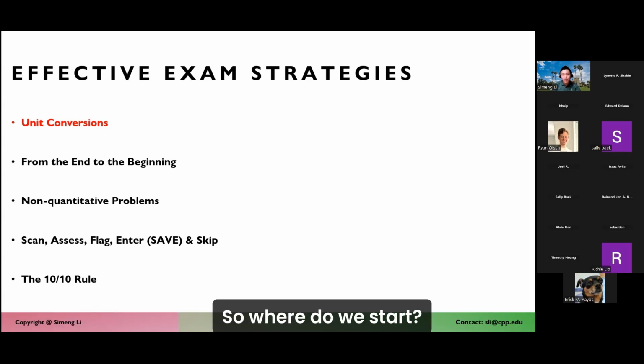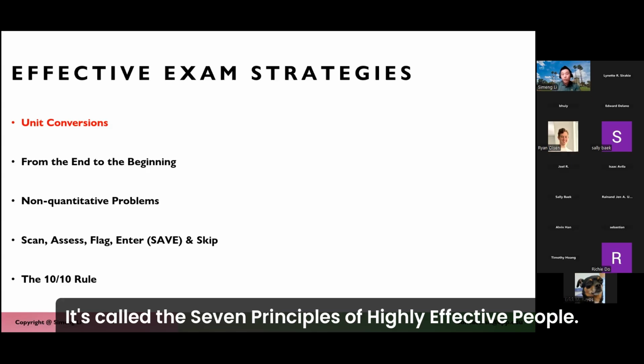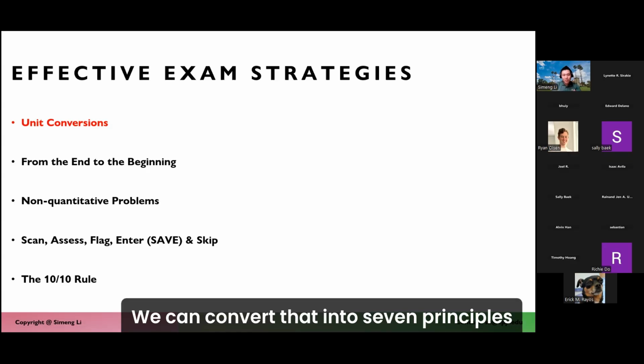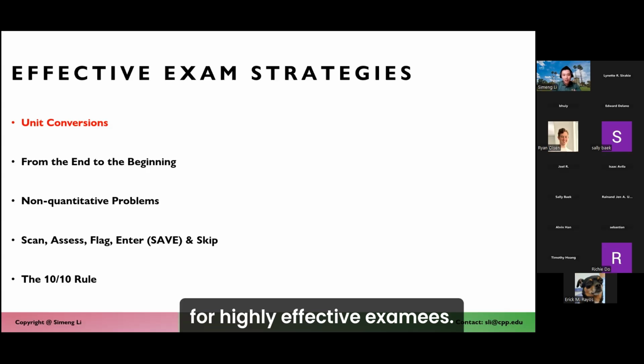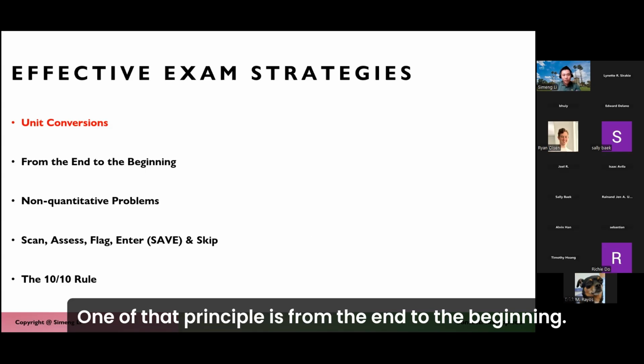So where do we start? I took this phrase from one very classic reading called The Seven Habits of Highly Effective People. We can convert that into seven principles for highly effective examinees. One of those principles is to go from the end to the beginning.